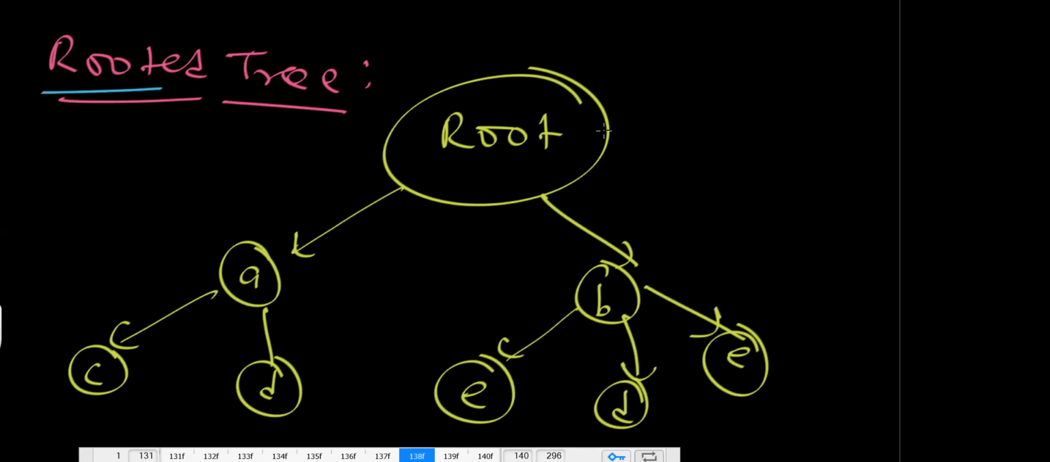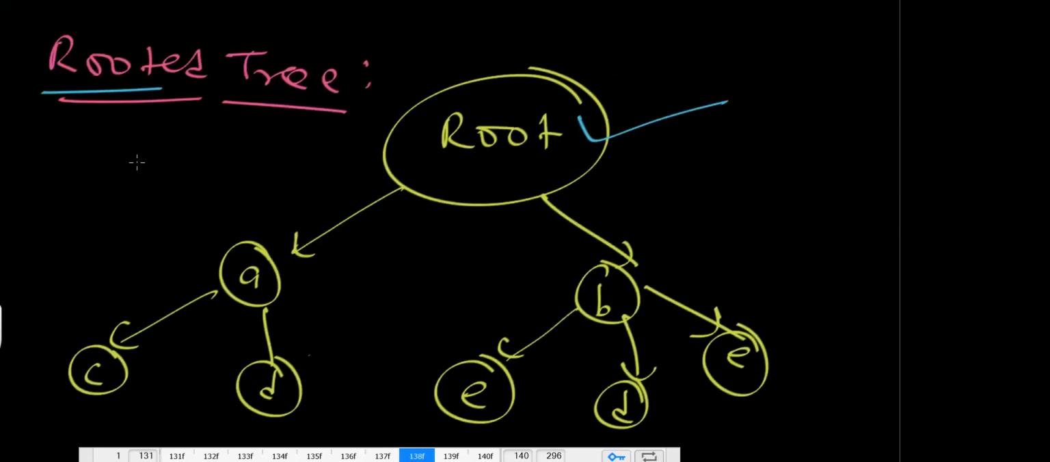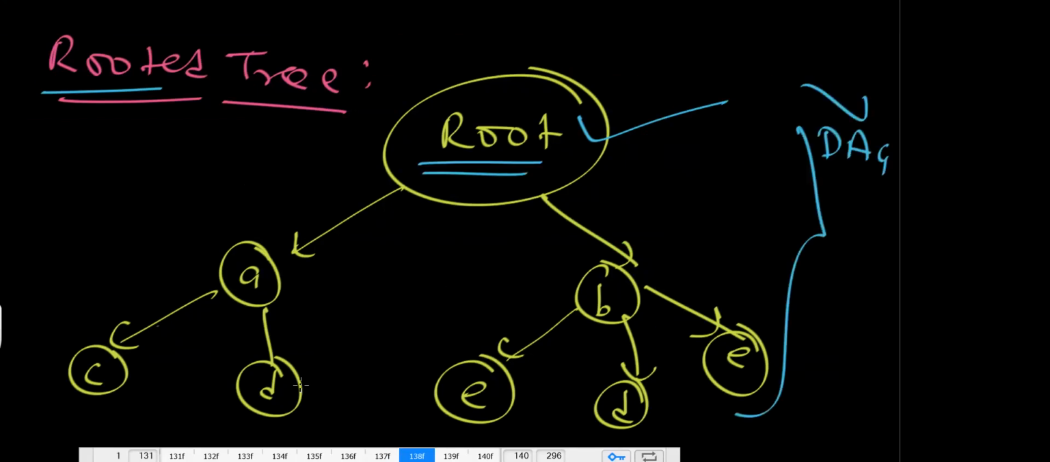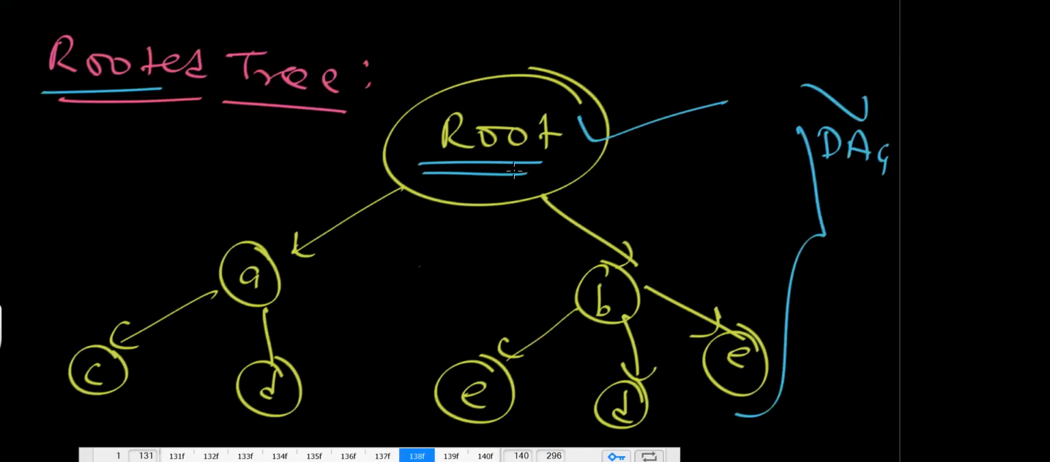So in a rooted tree, you have one vertex which is the root, and this is a directed acyclic graph. You can notice there is no cycle. And also, from the root to every other vertex, there is a unique path. You can notice from the root to this vertex there is a unique path, and from the root to this vertex there is a unique path. This is the definition of a rooted tree.